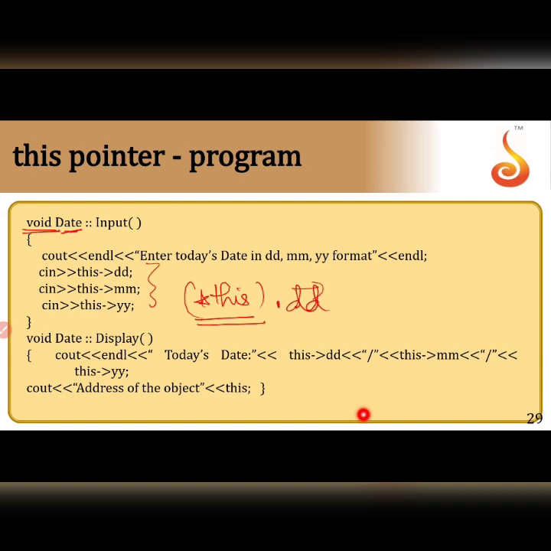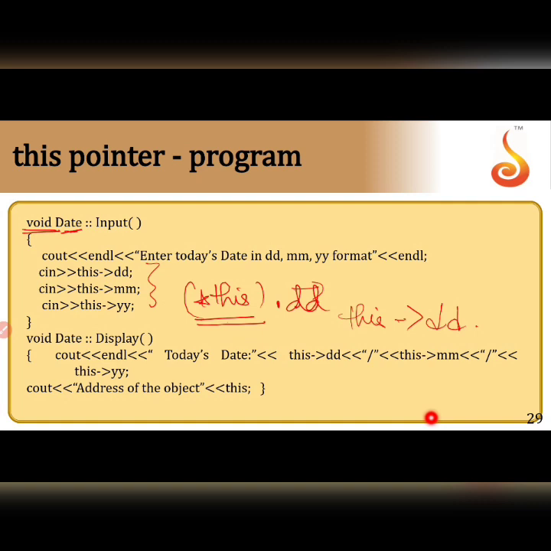dd, mm, yy are the day, month and year. Today's date, day, then the month and then the year. So either you can use star this dot dd, which will be method 1, or if I am not using star, then I should use this arrow dd. So using this, I'll take the values of dd, mm and yy. So this completes my input function.